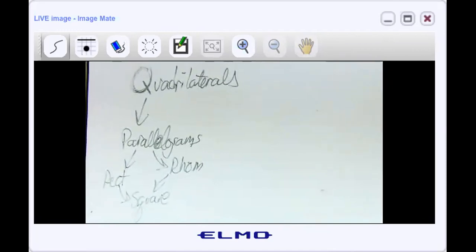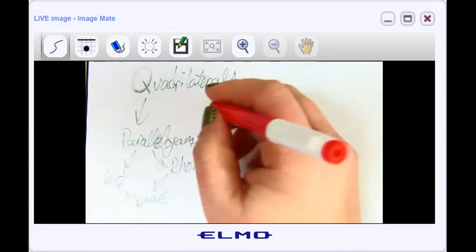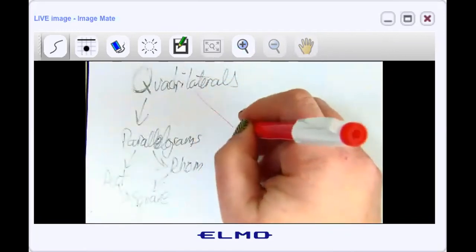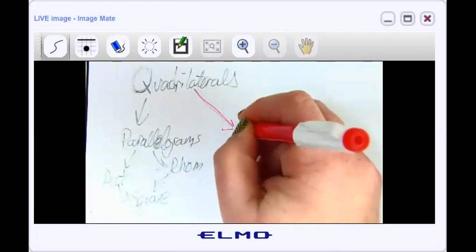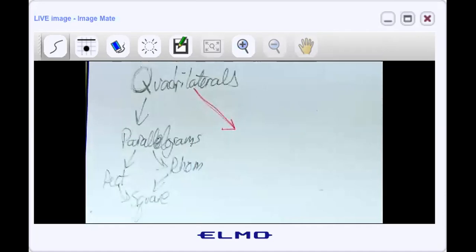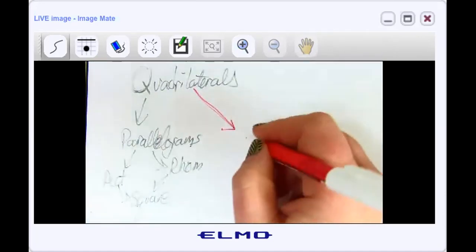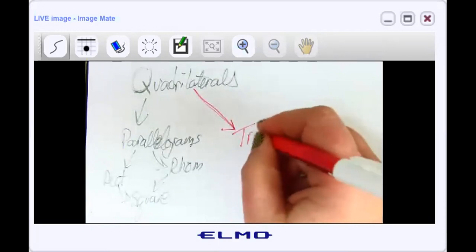Now we're going to branch off of quadrilaterals in two different ways. So another type of quadrilateral that is not a parallelogram. It has its complete own branch. The next one is going to be the trapezoid.